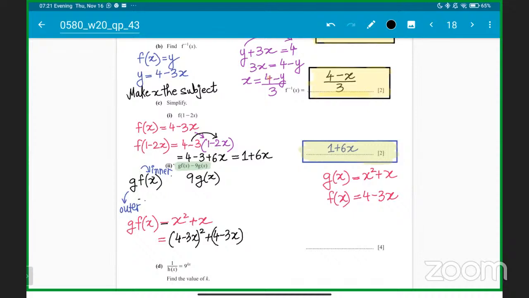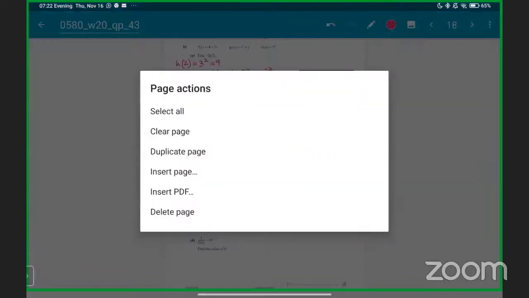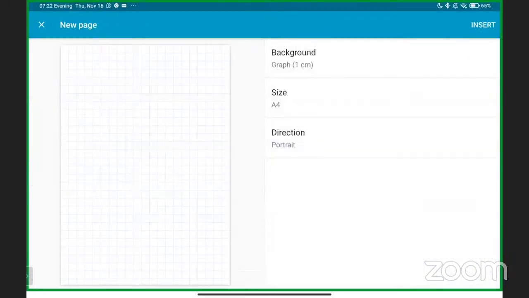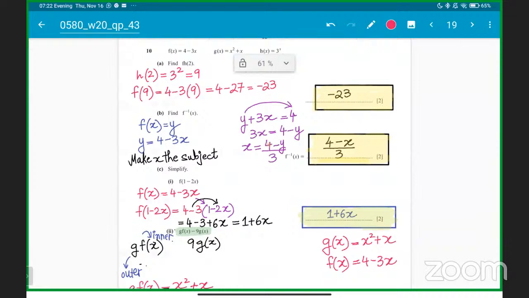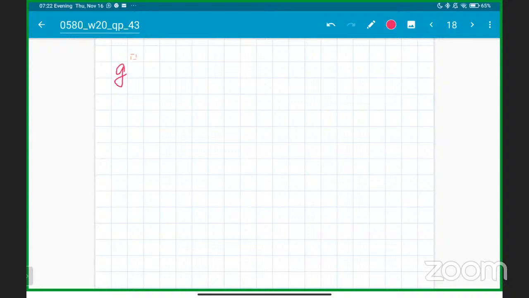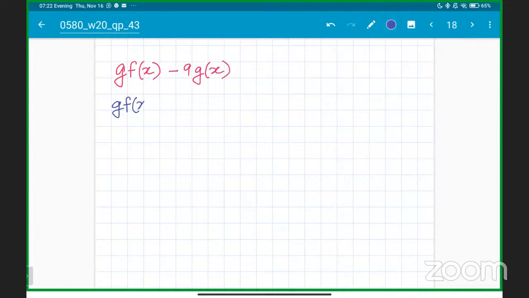See if everyone got this. So this is what you get. And then what you have is 9 times g(x). I think we don't have space here, so let's just add a page so that everyone can understand carefully. Okay, let me write down g(f(x)). Follow carefully, students. We are solving for g(f(x)) minus 9 times g(x).